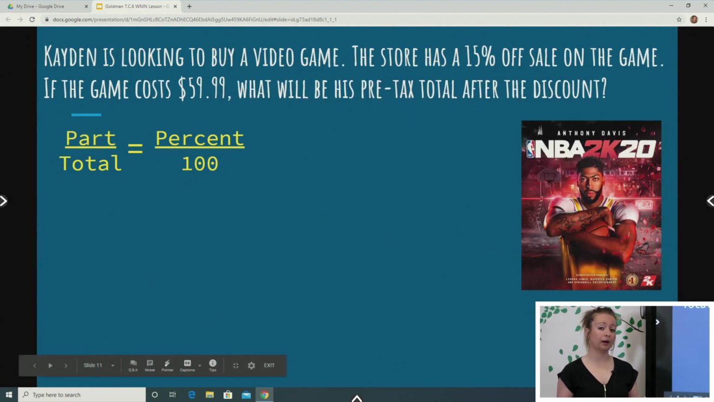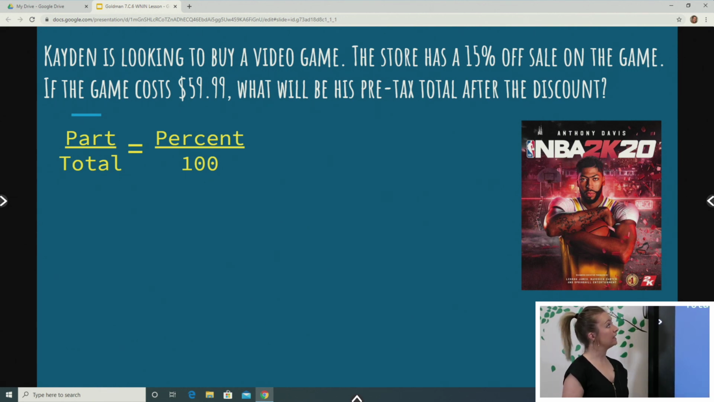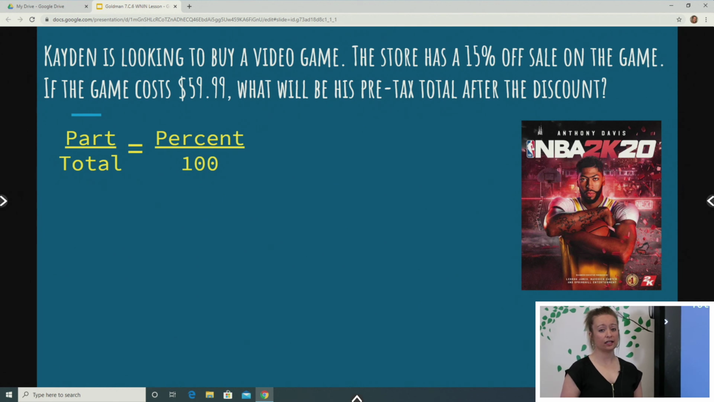Let's take a look at another problem, similar strategy as the last one. Caden is looking to buy a video game. The store has a 15% off discount on the game. If the game costs $59.99, what will be his pre-tax total after the discount?